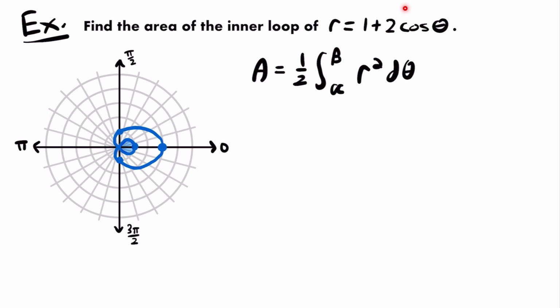If we were to plug that into our equation, cosine of 0 is 1. So you have 1 times 2, which is 2, plus 1, which is 3. So we have a radius of 3 at an angle of 0. So that takes us to 1, 2, 3 right here.